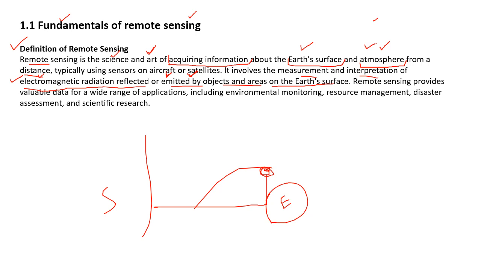Because if you cut it, during night you cannot detect anything with the help of passive sensors, meaning the sensors which are using sunlight to detect or to sense the surface of the Earth. There are active sensors also, which are not linked to the sunlight. They produce their own energy, send it here, and then detect or sense it again. That is active sensing. So here I'm talking about passive sensing, which is of course very important. This passive remote sensing is using electromagnetic radiation, the energy of the sun.